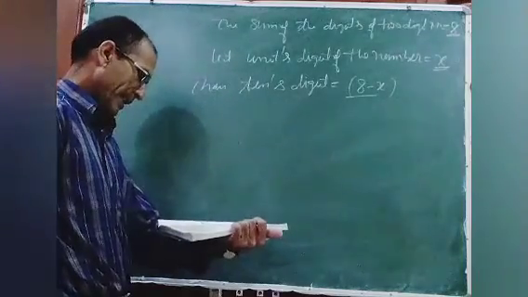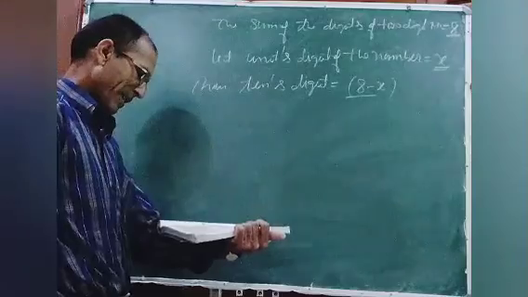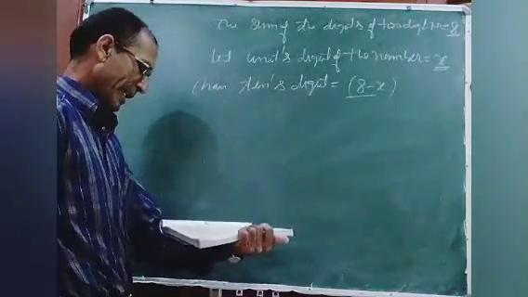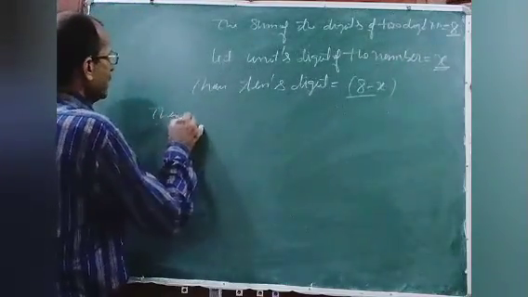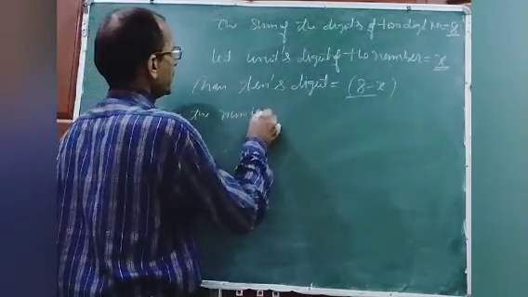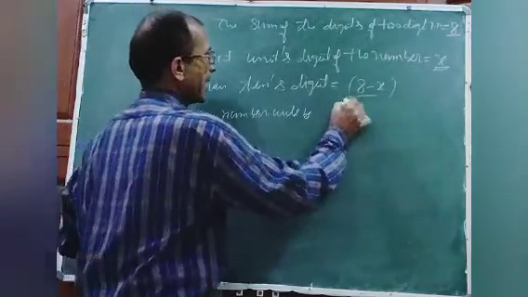The sum of the digits of a two-digit number is 8. If its digits are reversed, the new number so formed is increased by 18. So now make the number. Then the number will be. This is tens digit.